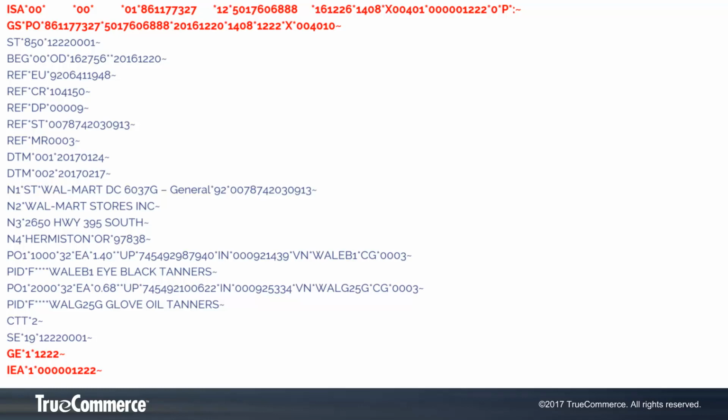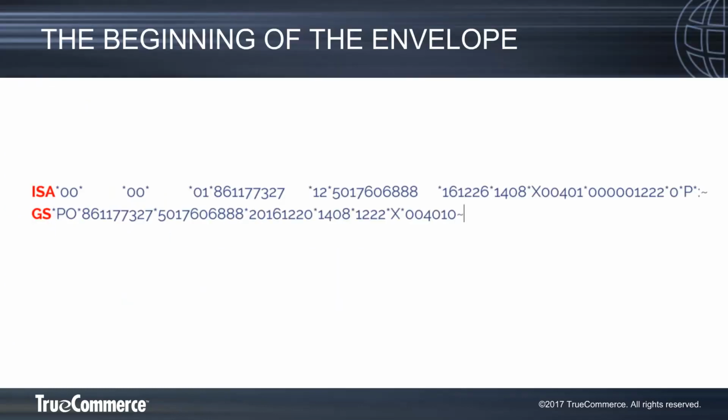Finally, let's focus on the first two and last two segments of this data. Each EDI transaction begins with an ISA segment and a GS segment, which contain information such as the sender ID and the receiver ID.